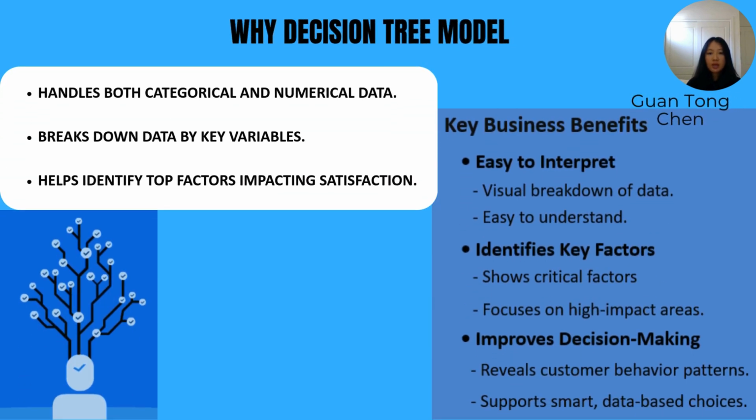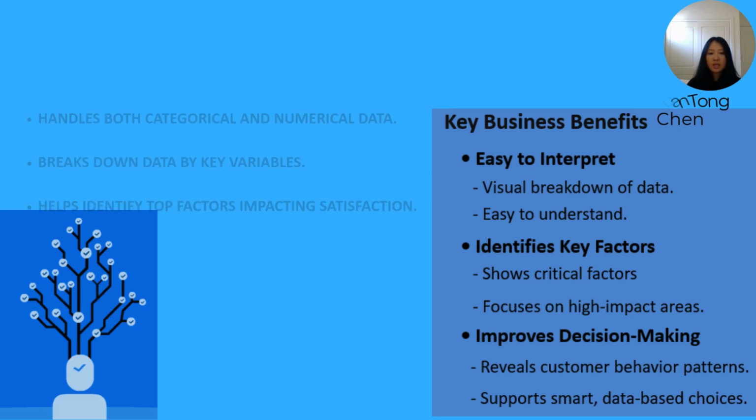The decision tree model is a powerful tool because it handles both categorical and numerical data well. Specifically, its ability to break down data based on different variables in an intuitive way makes it easier to identify the factors that have the most impact on customer satisfaction. From a business perspective, the decision tree offers several key benefits that make it even more valuable. It is easy to interpret, it helps identify key factors, and it improves decision making.